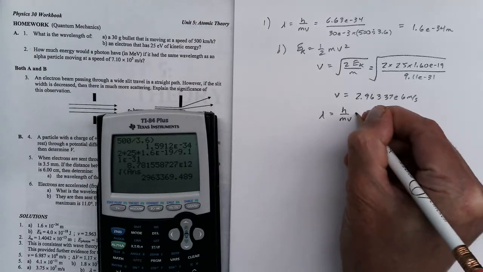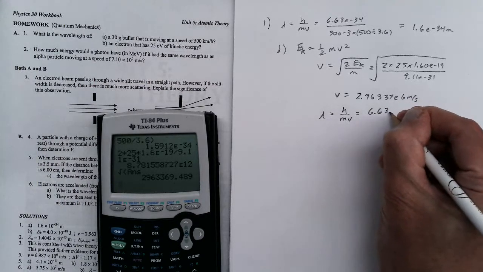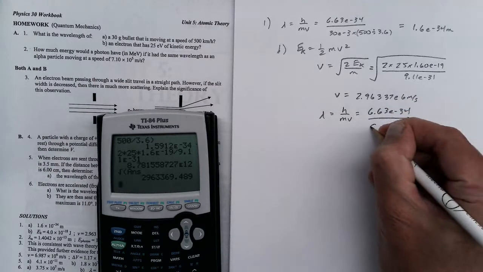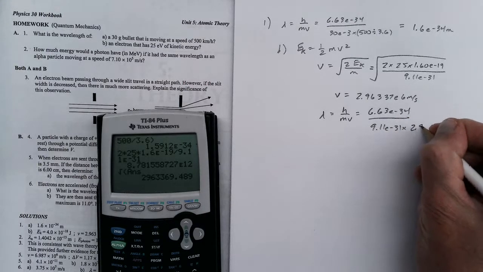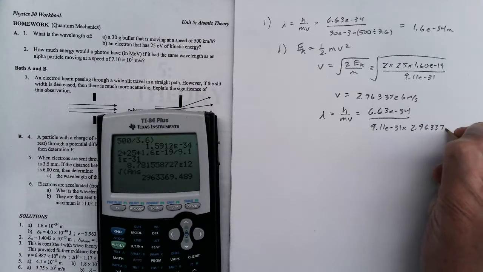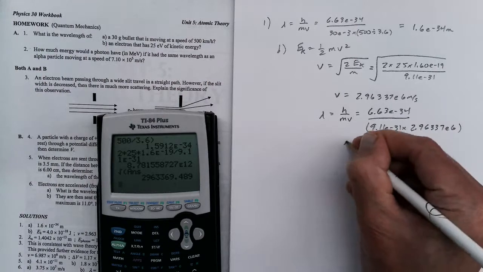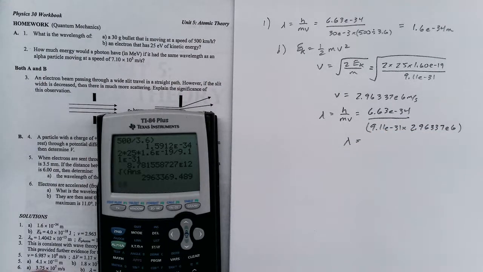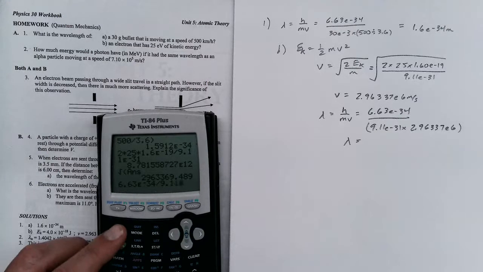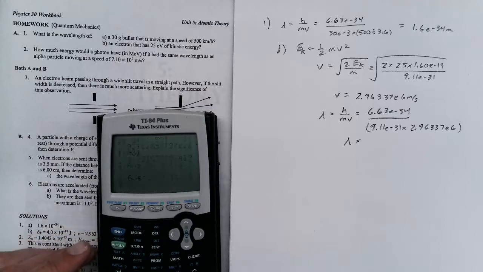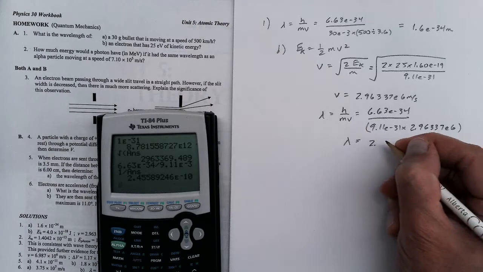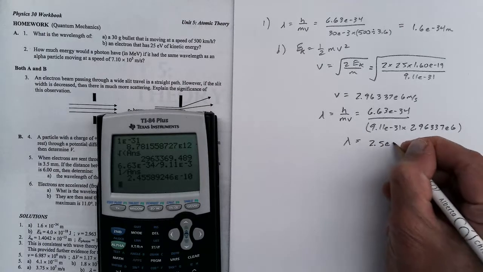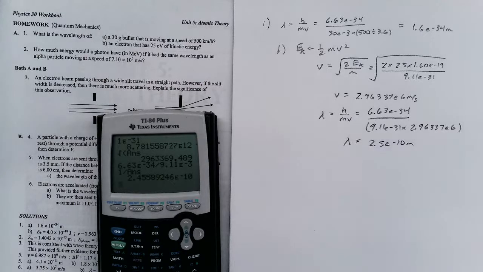h over mv. 6.63 e negative 34 divided by the mass and what we just determined. All right, I get 2.45, so we'll go to two significant digits, so 2.5 e negative 10 meters.